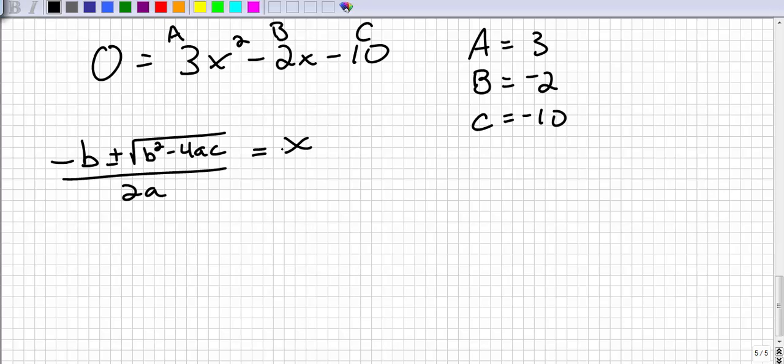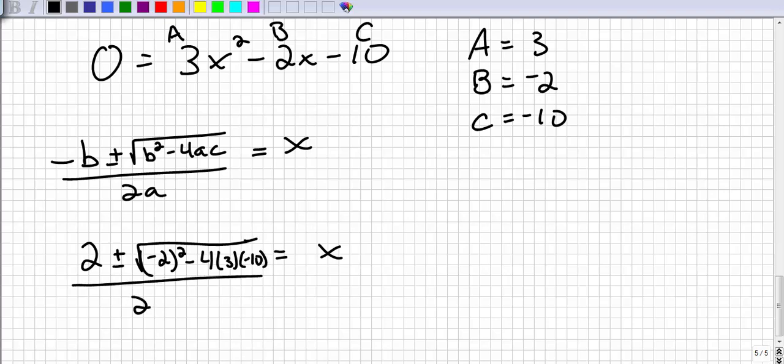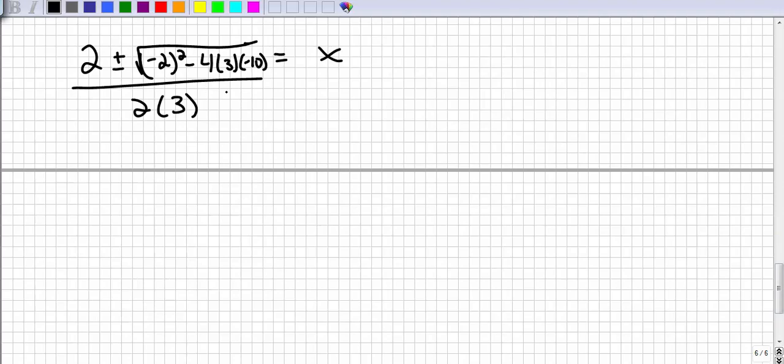So let's plug in our numbers. So the opposite of b is going to be 2. Since b is a negative 2, the opposite of negative 2 is a positive 2. Plus or minus square root. Now b is negative 2, so negative 2 squared minus 4 times 3, since a is 3. And we're going to replace the c with a negative 10. And that is all over 2 times, and since a is 3, 2 times 3.